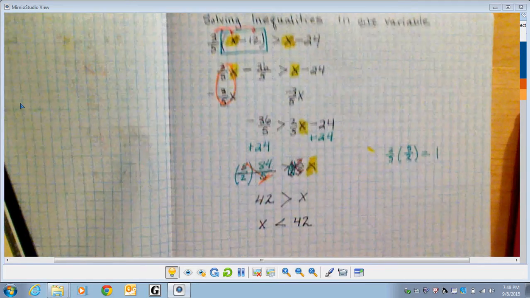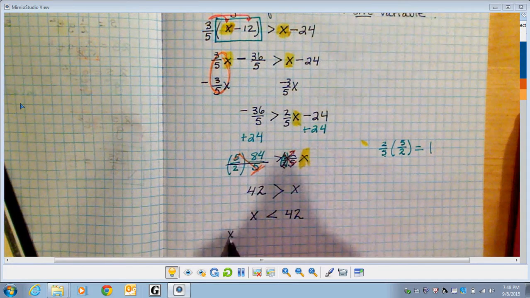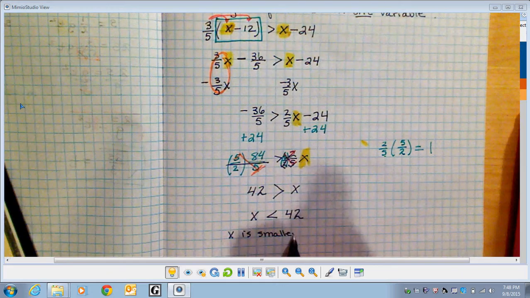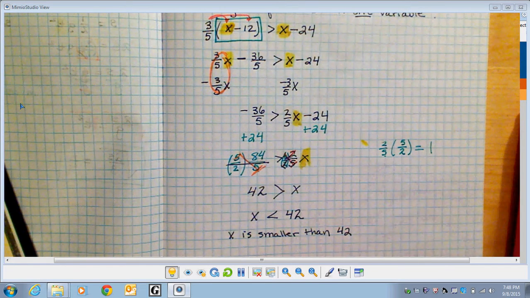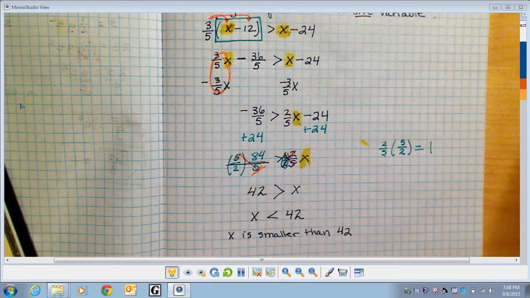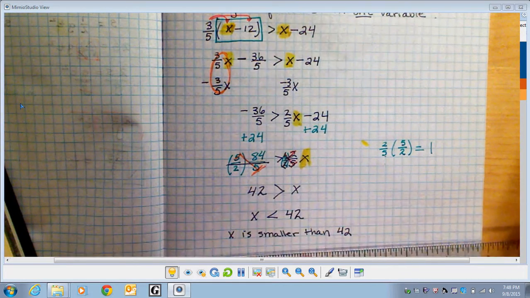Okay? So let me write that in words, because we're actually going to graph this. X is smaller than 42. Okay, so the question becomes, how do I graph this? Well, how many variables do I have? I have one. I only have x.